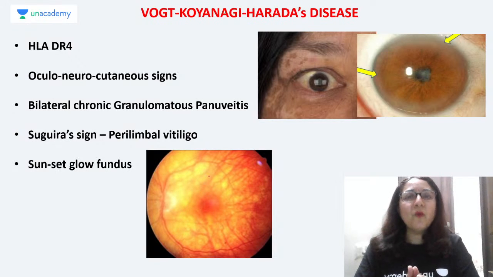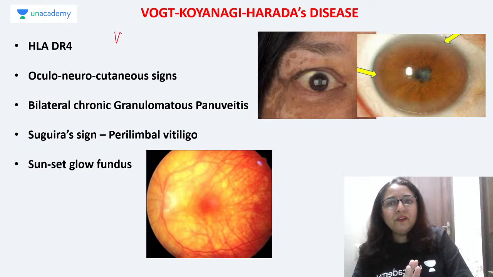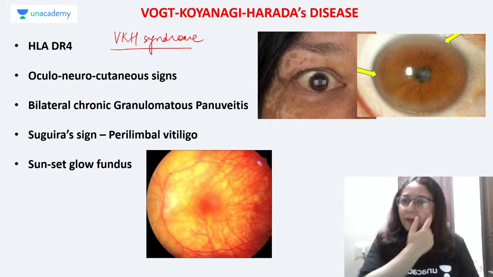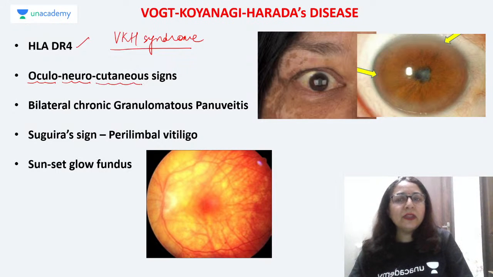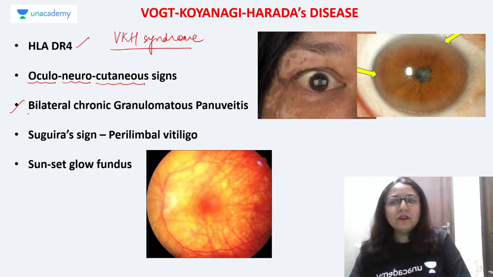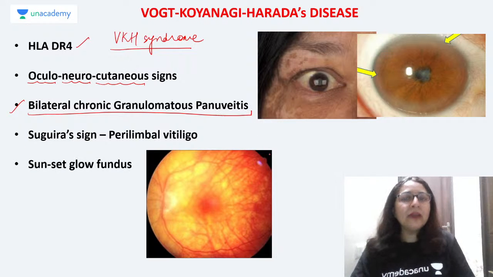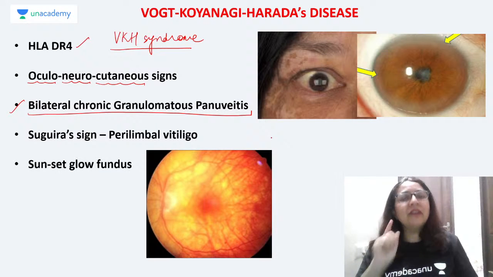One important one is Vogt-Koyanagi-Harada disease, or Vogt-Koyanagi-Harada syndrome, in short known as VKH syndrome. HLA association to be remembered is DR4. This has a spectrum of ocular features, neurological features, and cutaneous features. Among the ocular features, most important is bilateral chronic granulomatous panuveitis, which is bilateral and granulomatous type.